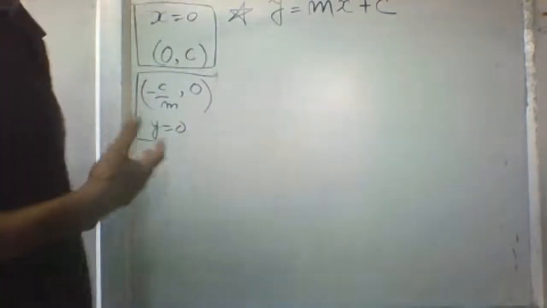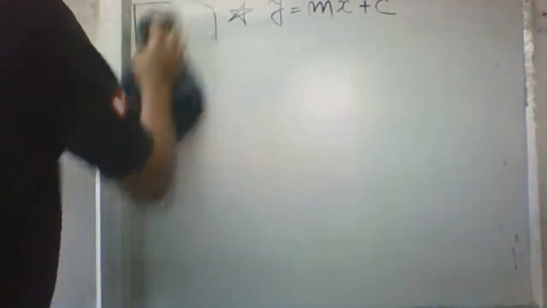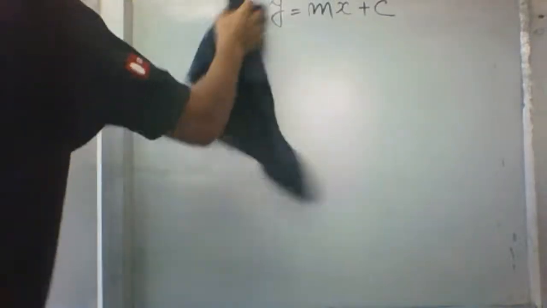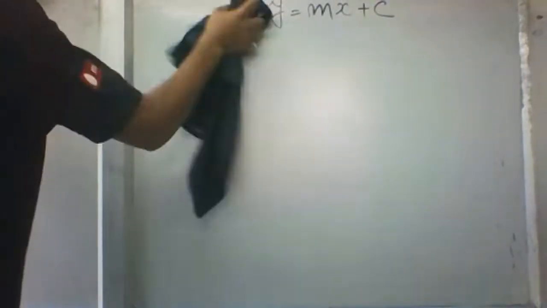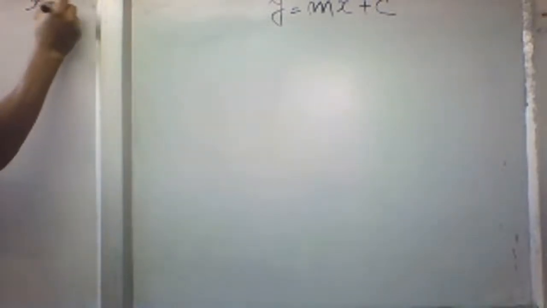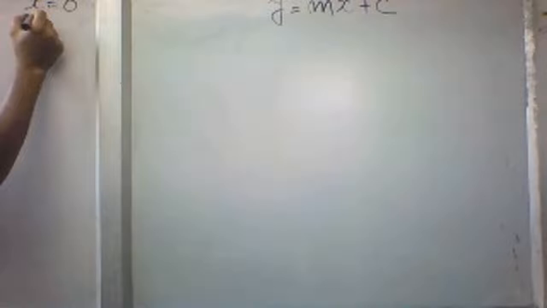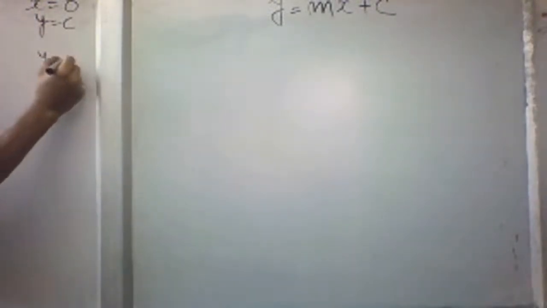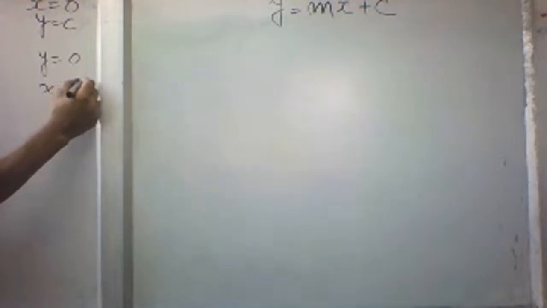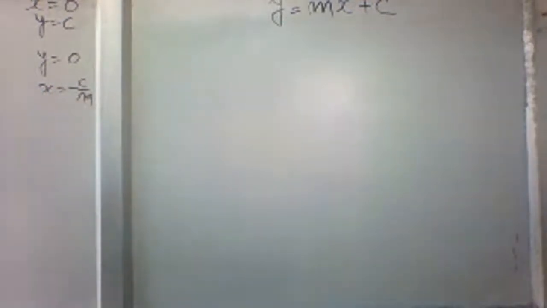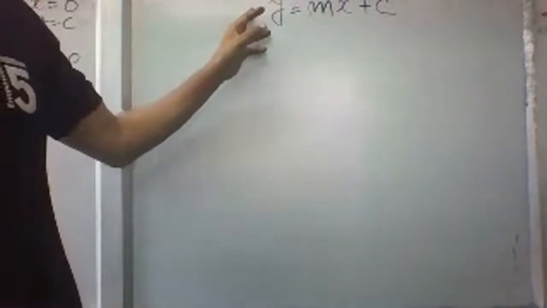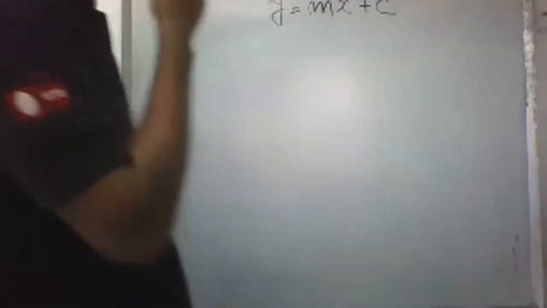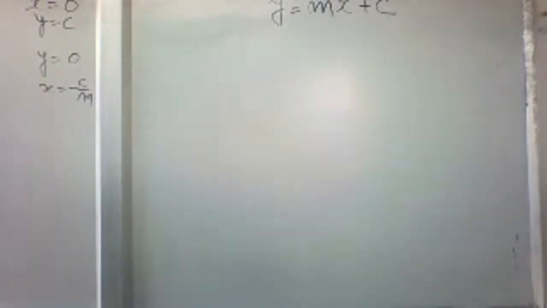I think I have to rub this out, because I will write it somewhere else, and it will be easier for you to understand by the correct method and will not be confusing. So when x was equal to 0, y is equal to c. And when y was equal to 0, x was equal to minus c upon m.